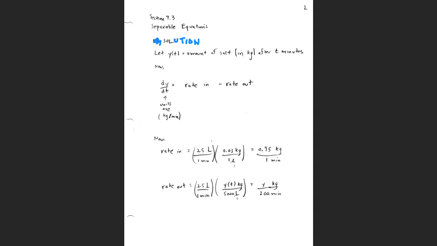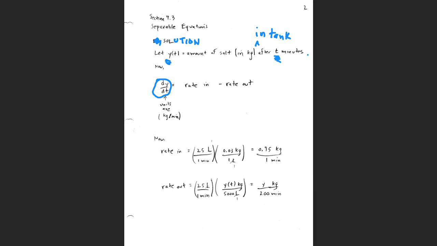So we're letting y of t be the amount of salt in kilograms in the tank after t minutes. Differential equations have dependent variables and independent variables. The y is your dependent variable. The time t is your independent variable. We want to find a differential equation for dy dt.